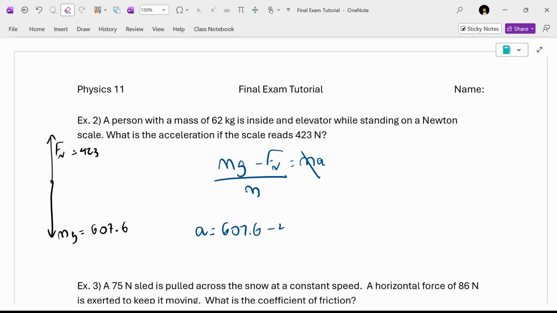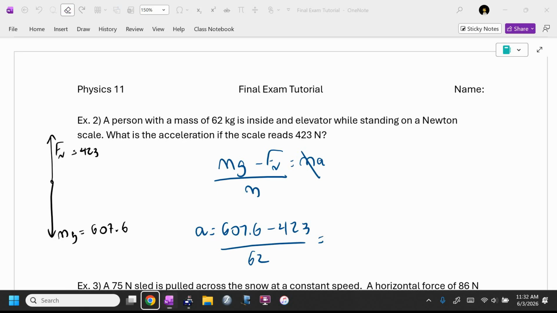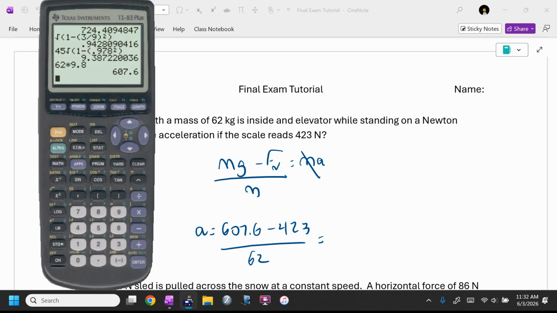Anyways, it's going to be 607.6 minus 423 divided by the actual mass, 62. Which is what? Oh, there's a built-in error check. I know it's got to be less than 9.8 because if I cut the cable, then we'd be accelerating at 9.8 meters per second squared. Did you all get 2.98 meters per second squared?